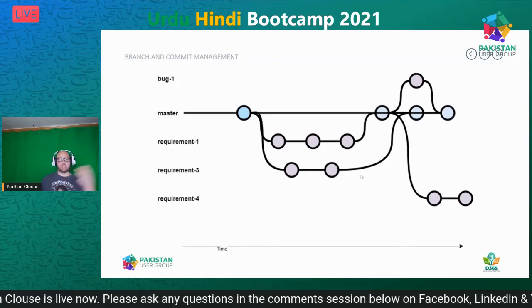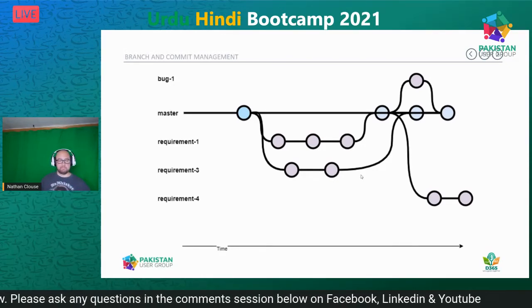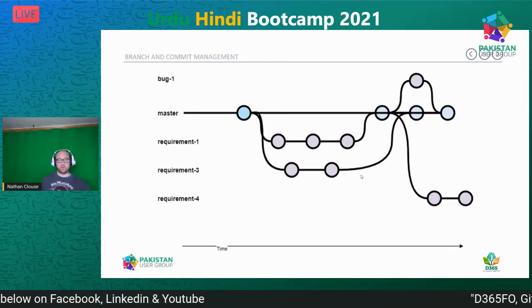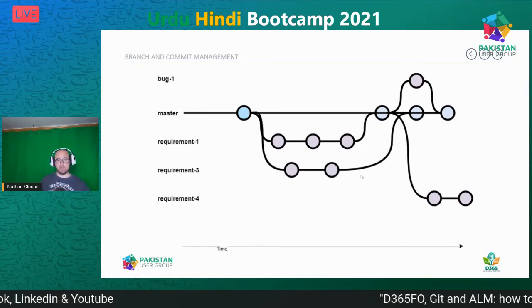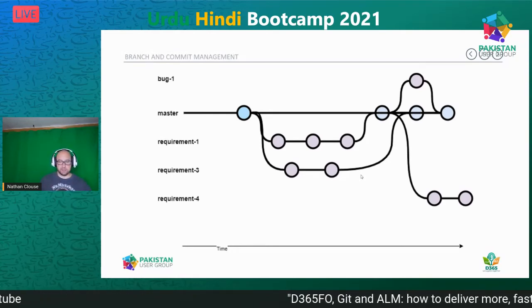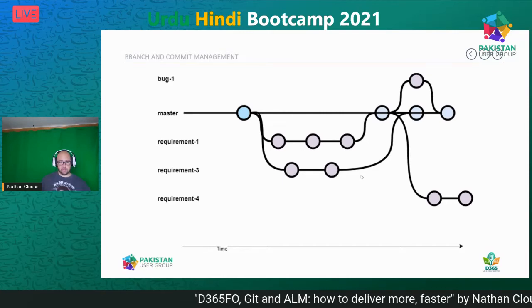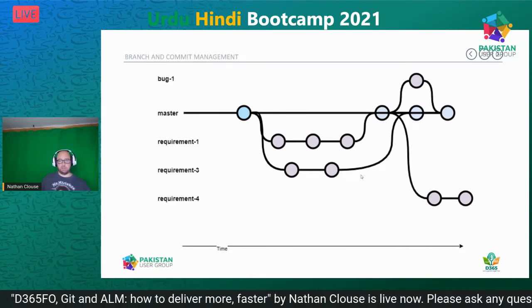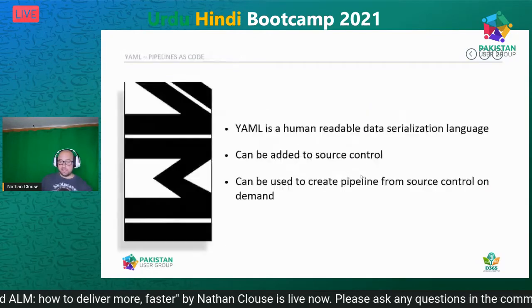If there's a bug in the original, like let's say there's a bug in requirement 1, we can just make a new branch to resolve that bug in requirement 1. It doesn't necessarily have to go back to the original developer. So it allows you to play mix and match with developers and bugs and just deliver more faster.